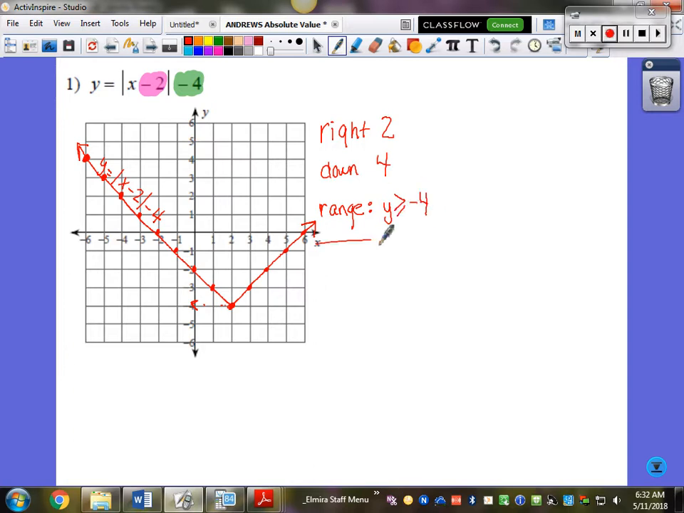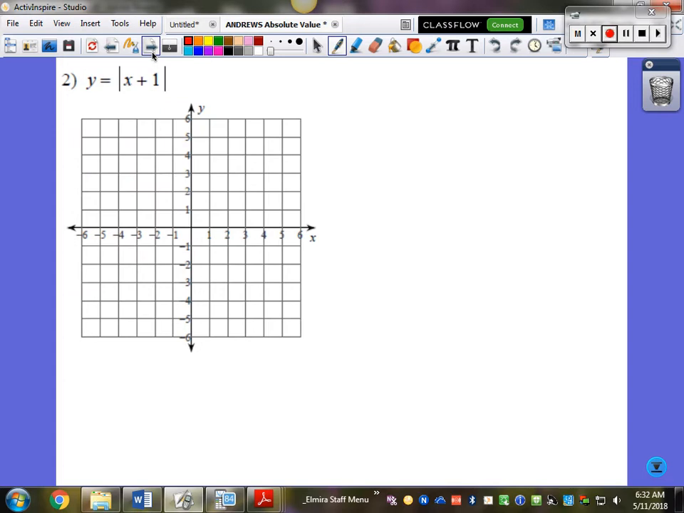So this is extra that's not in the directions on your homework. I just want to reinforce those things as transformations of functions in general. On your homework, I want you to practice those things. Okay? So let's do one more. So we have y equals absolute value of x plus 1.